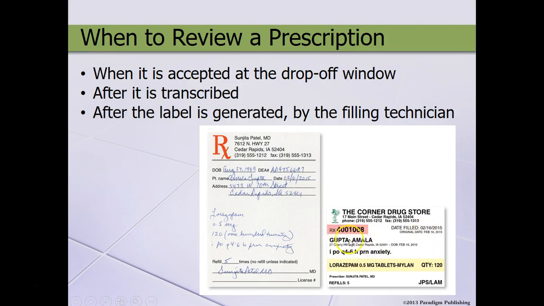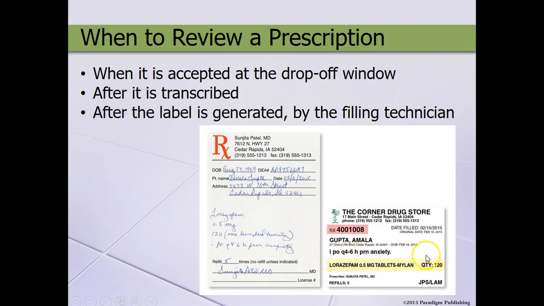So I'm looking for the patient's name. That's on here. Their address does not necessarily have to be on a label, but a lot of computers are already programmed with that information, so it will generate. Same with date of birth.